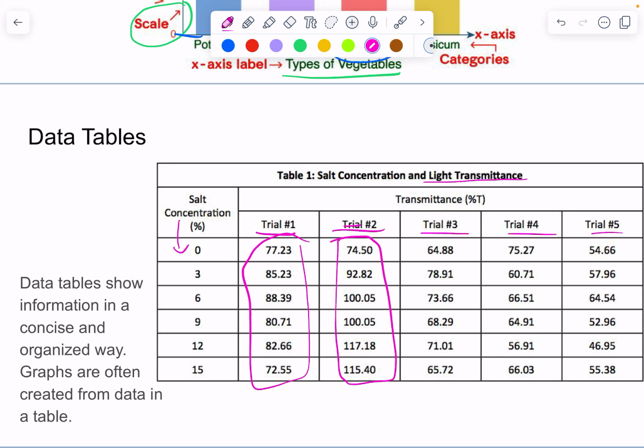So lots of times we take this data from these tables and we put it into graphs. ACT likes giving you both. Sometimes they'll give you the graphs, sometimes they just give you the tables, and they'll ask you to extract the information yourself.